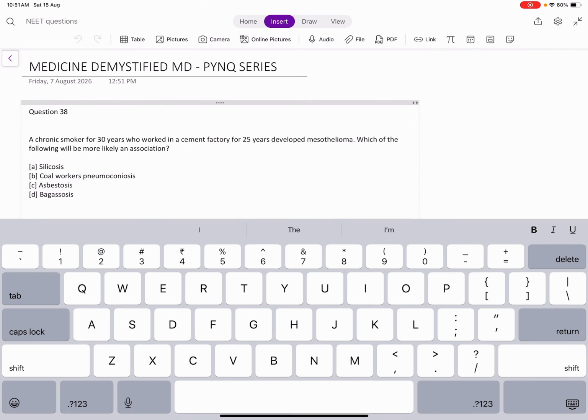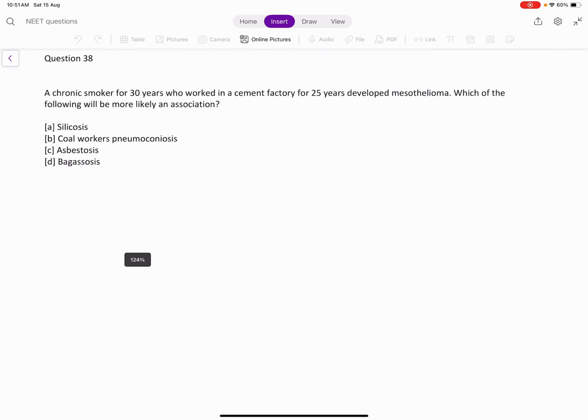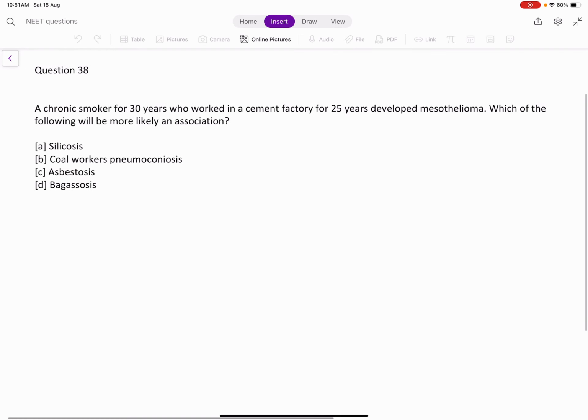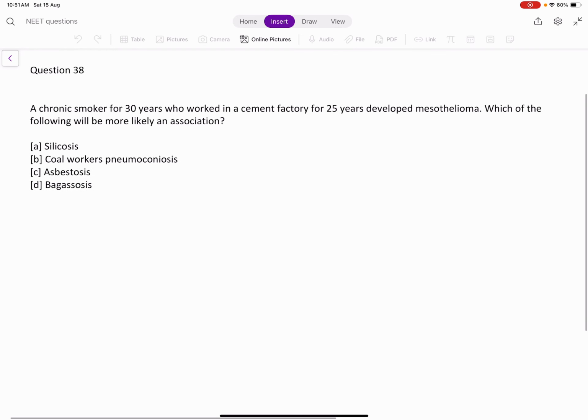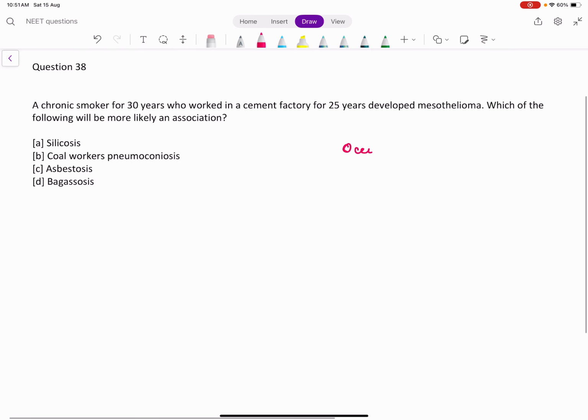Let us continue with the previous year NEET question series. So this is a respiratory system question. A chronic smoker for 30 years who worked in a cement factory for 25 years developed mesothelioma. Which of the following will be a most likely association? So here we are dealing with an occupational lung disease.